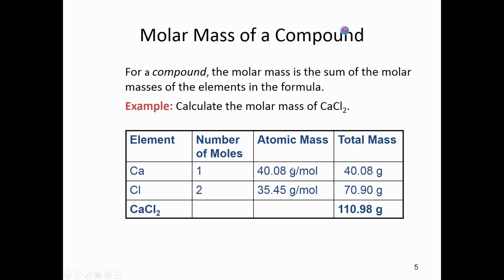We look up calcium, we get 40.08 grams per mole. So that's the molar mass. We look up the chloride, we get 35.45 grams per mole. In the formula for this, we have 2 chlorides. Okay, so we have 2 moles of that. So we multiply that by 2, and then we add all of these together. So we have the calcium, we have the chloride, we add those together to get the 110.98 we're showing here.